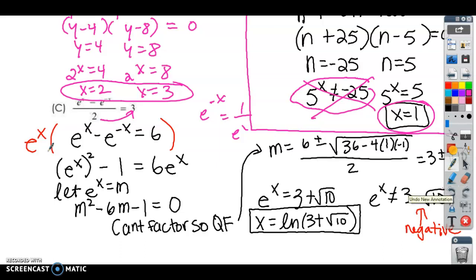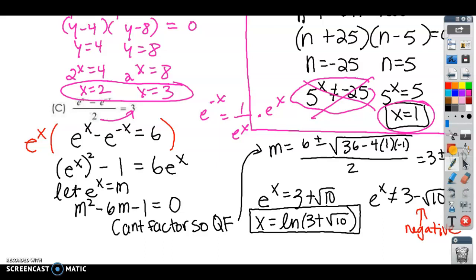That way, e to the x times e to the x is e to the x squared. And then when I multiply e to the x times e to the negative x, that just ends up being a 1. Because think about it. If you've got 1 over e to the x and you're multiplying by e to the x, it's just e to the x over e to the x. So it's just 1. And then I also have to multiply the 6 by e to the x.